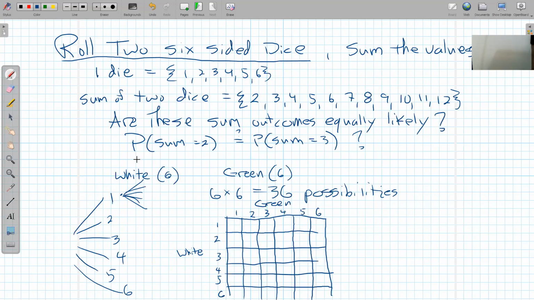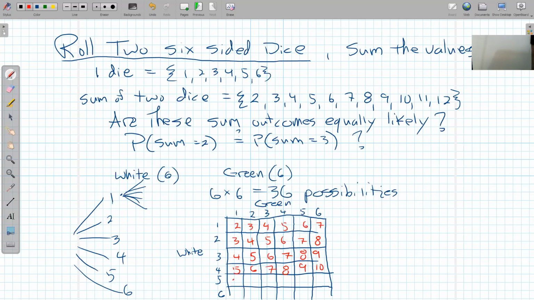And so inside here, I'm going to write the possible sums, right? 1 plus 1 is 2, 2 plus 1 is 3, 4, 5, 6, and 7. 2 plus 1 is 3, 2 plus 2 is 4, 5, 6, 7, 8. 3 plus 1 is 4, 3 plus 2 is 5, 6, 7, 8, 9. It's kind of a pretty pattern, isn't it? 5, 6, 7, 8, 9, 10.